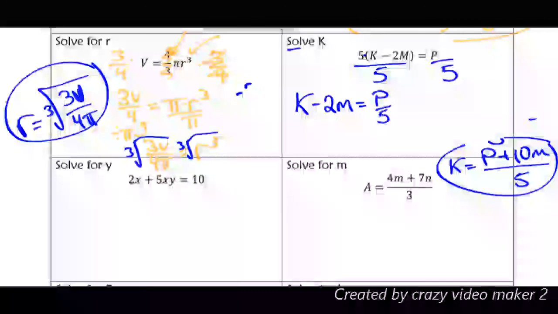Actually, this is less steps. This is just going to end up being 2 steps. I'm going to add the 2m to both sides. That leaves me with k equals p over 5 plus 2m. Might not look like it, but those are actually the exact same expression. I would accept either one of those on a test.